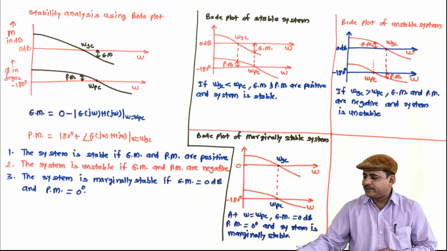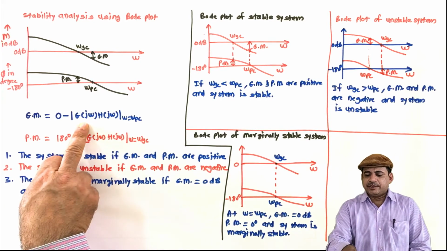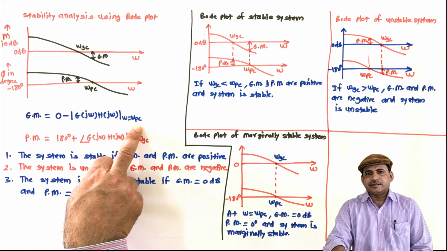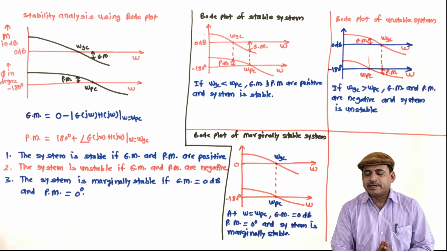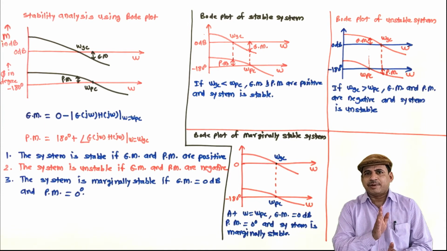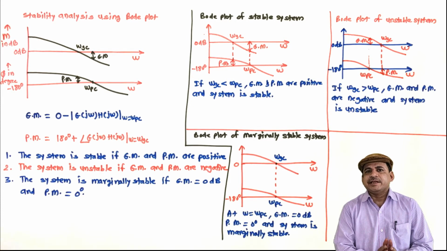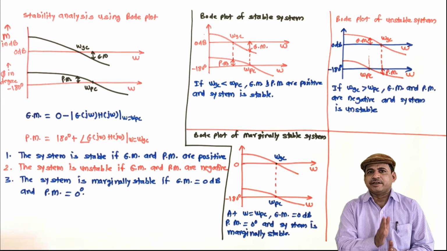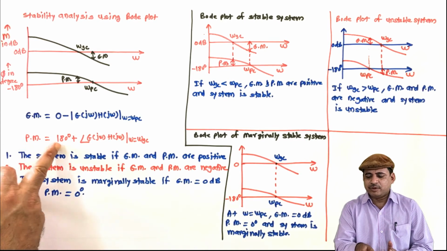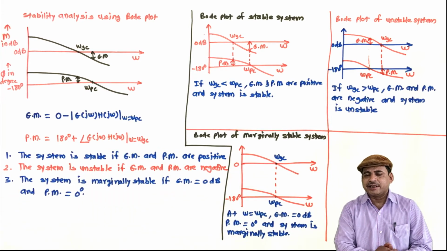So these two formulae are very important. If we have the magnitude or gain at omega PC, say for example, gain at omega PC is minus 4 dB, then gain margin will be 0 minus minus 4, that is plus 4 dB. And say phase at omega GC is minus 140 degree. So phase margin will be 180 plus minus 140, that is 40 degree. So in this particular example, gain margin is 4 dB, phase margin is 40 degree, and hence the system is stable. So it is very simple.